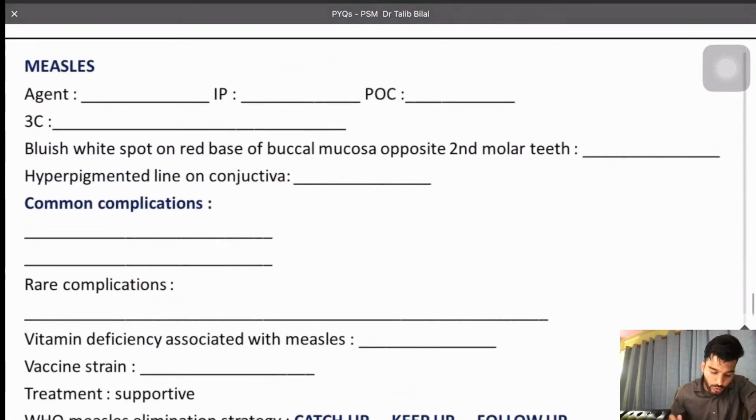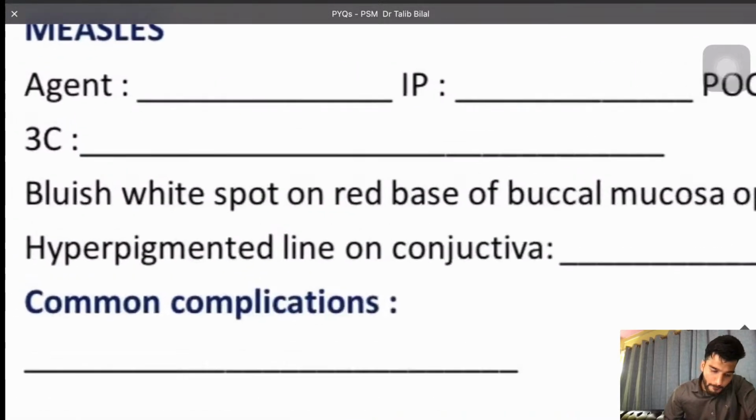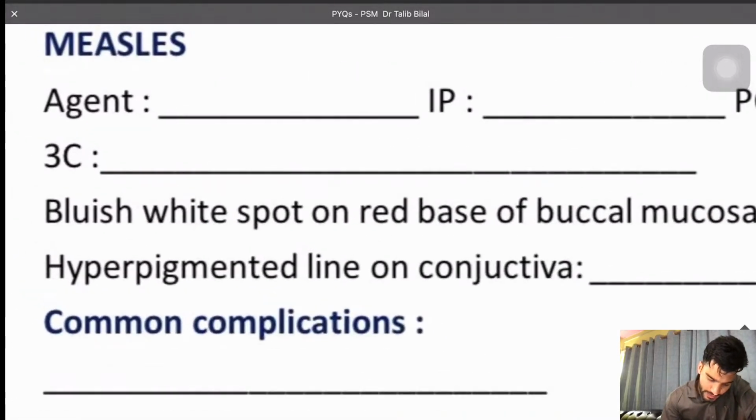Okay, so if I talk about measles, guys, let's talk about the agent of measles. What is the agent of measles, guys? RNA paramyxovirus.